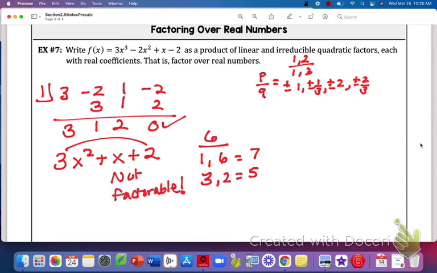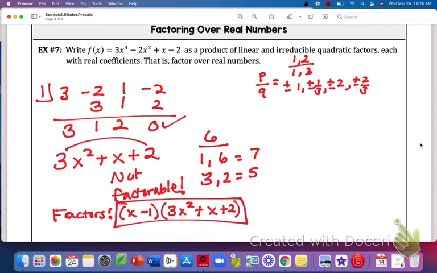So because it's not factorable, and I want to write my answer as a product of irreducible quadratic factors with real coefficients, my factors would just stay as such. So we have my first 0 we said was a 1, so that would be a linear factor of x minus 1. And then I would just put that final result of 3x squared plus x plus 2 in my answer, right? Okay, so think about it this way. So think about possible answer forms.